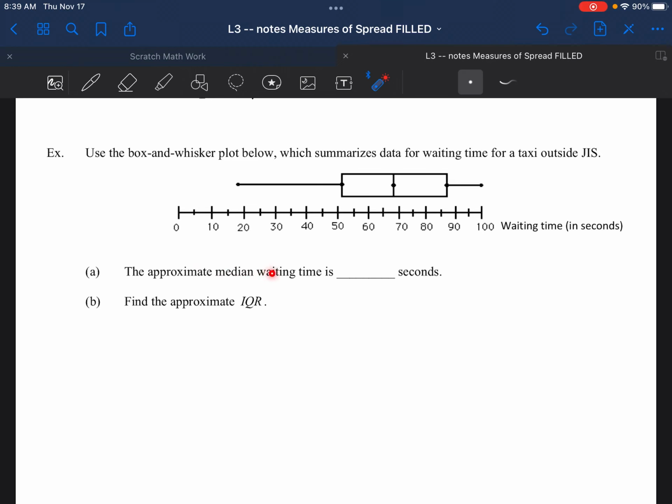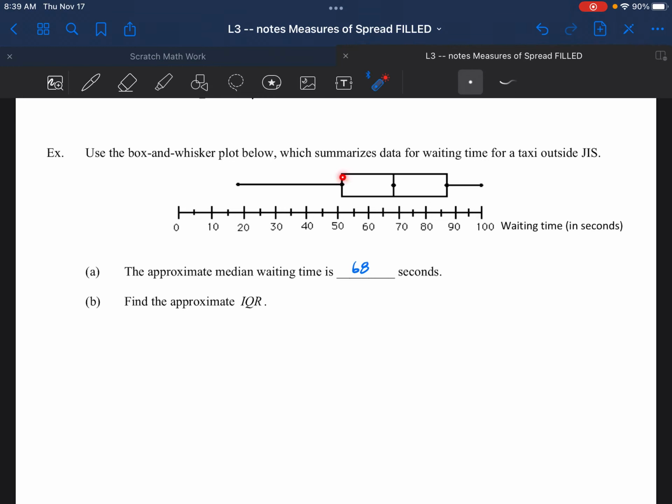The approximate median waiting time, well, we're just going to read this. So that looks like there's 65, there's 70. I'm going to say that's about 68. You guys might disagree, and that's okay, but it's close to 68.